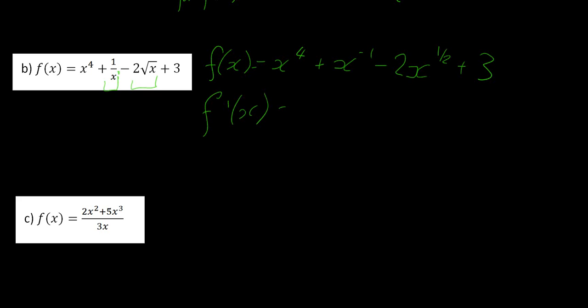So now we have f dash. So bring the 4 to the front. x to the power of 4 minus 3, sorry, 4 minus 1 is 3. Plus, now coefficient of 1 here. But the trick here is that this -1 must go to the front.